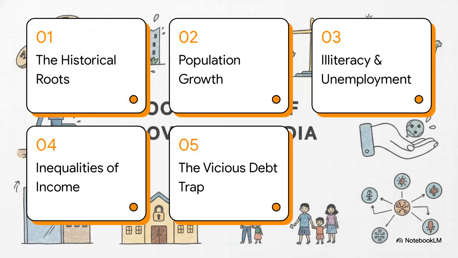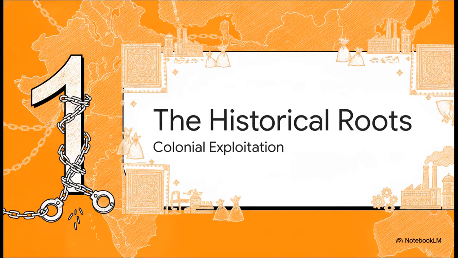So, here is our roadmap for today. First, we'll look at the historical roots. Second, demographics and population growth. Third, illiteracy and unemployment. Fourth, inequalities of income. And finally, number 5, the vicious debt trap. Let's start with Section 1, the historical roots.